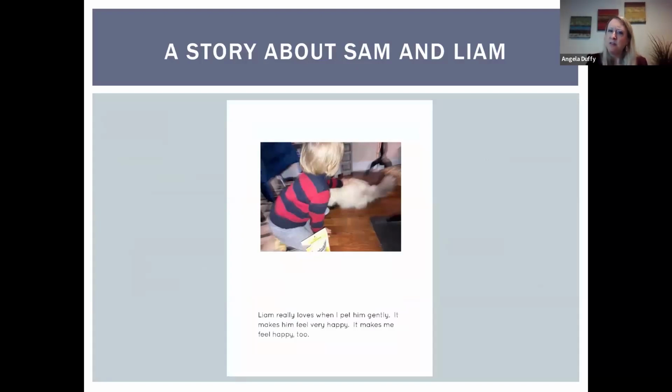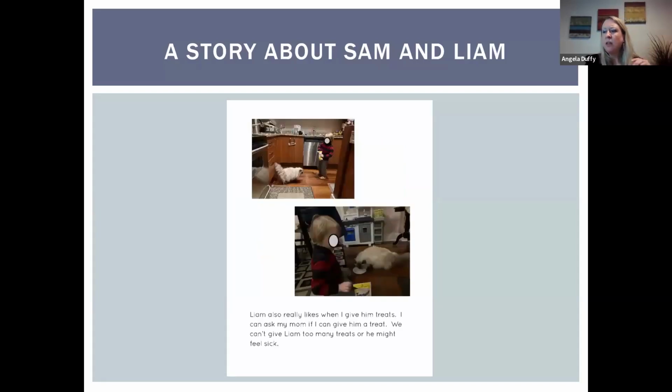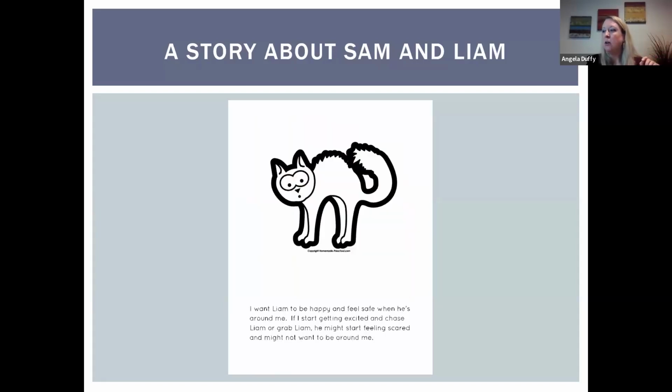So here we have some perspective here and some directive, like this is what you can do. You can pet him gently. Liam also really likes when I give him treats. I can ask my mom if I can give him a treat. We can't give Liam too many treats or he might feel sick. So again, this is what we can do. I want Liam to be happy and feel safe when he's around me. If I start getting excited and chase Liam or grab Liam, he might start to feel scared and might not want to be around me. Okay, so there's some perspective there, right?